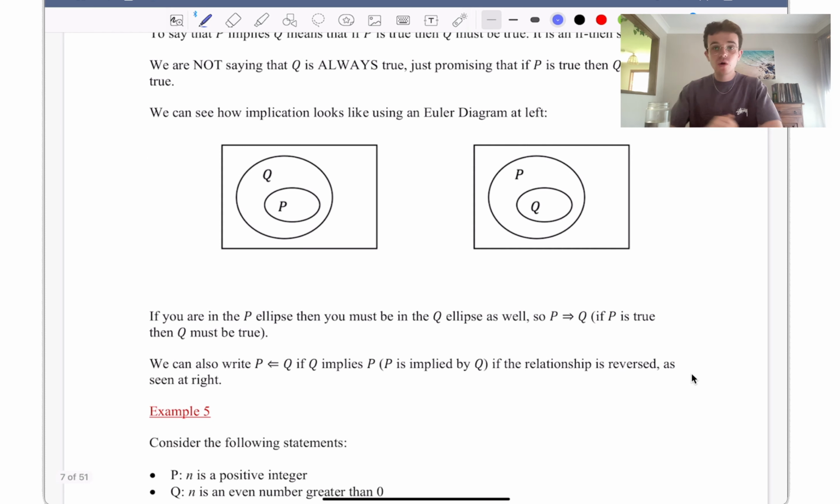These are what we call Euler diagrams. We can see that here, if P is true, then Q is also true. But if Q is true here, that doesn't mean P is true. Now, if you are in the P ellipse, then you must also be in the Q ellipse. So we're going to say P implies Q. That is, if P is true, Q must be true. And that's the symbol we use there. P implies Q.